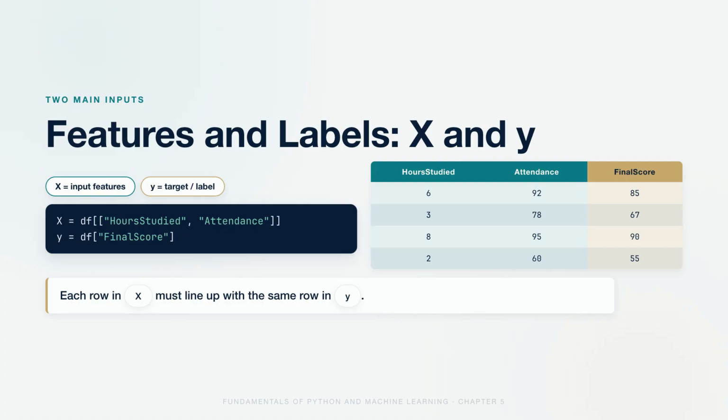It is also important to understand the shape of the data. X is normally two-dimensional, with rows and feature columns. For many supervised learning problems, y is one-dimensional, containing one target value for each row.